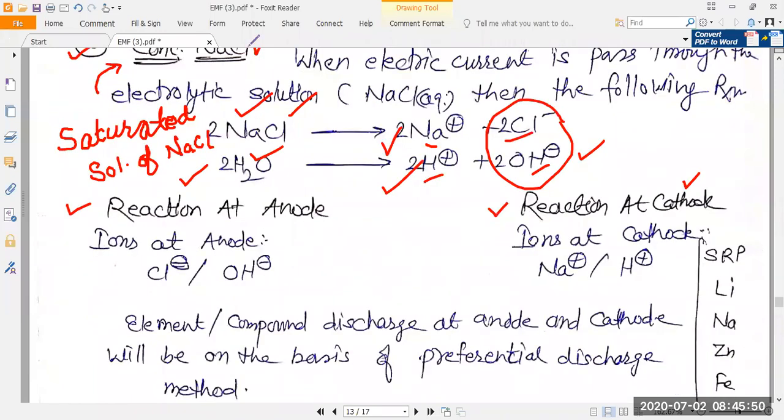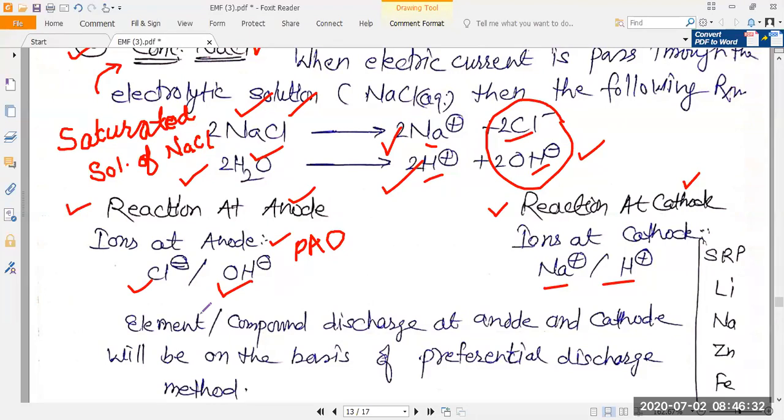So what is the reaction at the anode side and what is the reaction at the cathode side? At the anode, chloride and OH ions are present, and at the cathode side sodium and hydrogen ions are present. Out of the two, which will oxidize? What happens at the anode? Anode means PAO, positive anode oxidation: at the anode, oxidation will occur. So out of chloride ion and OH ion, which ion will oxidize and which will not?